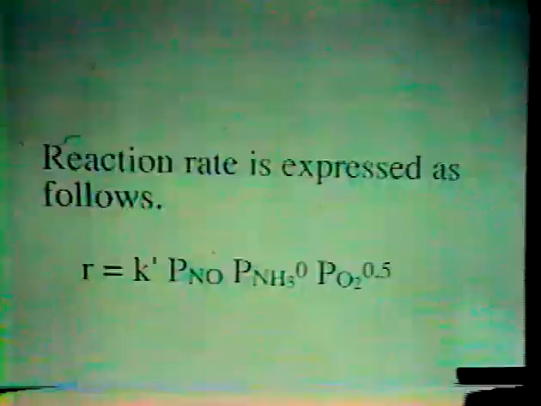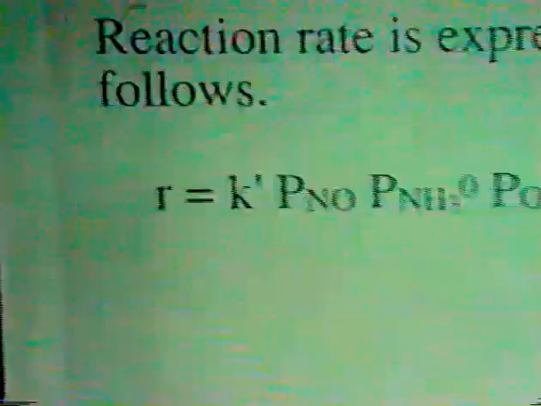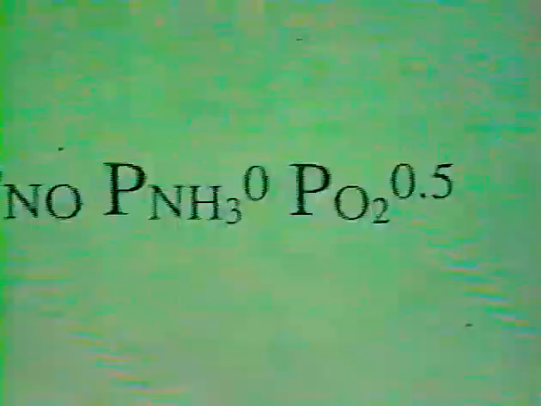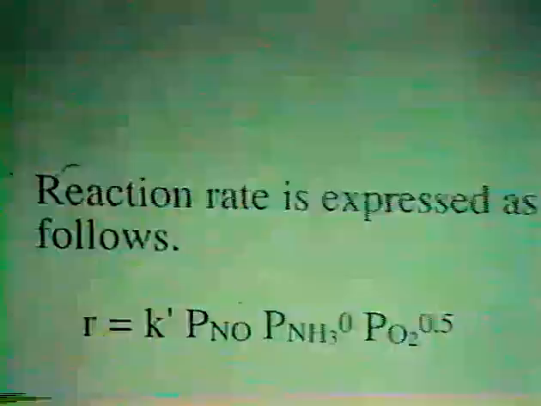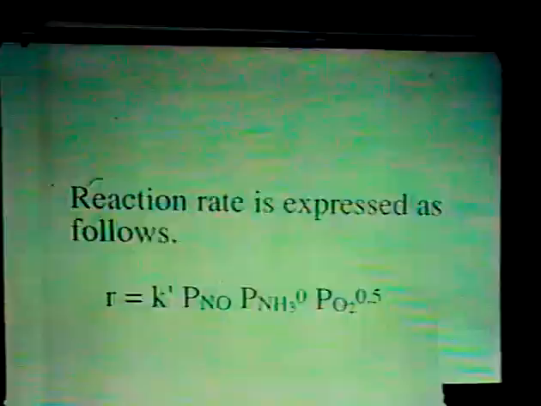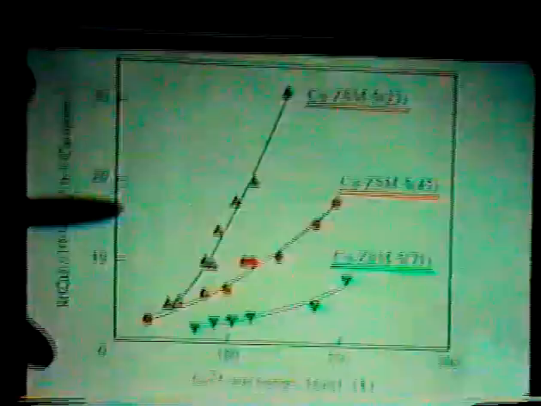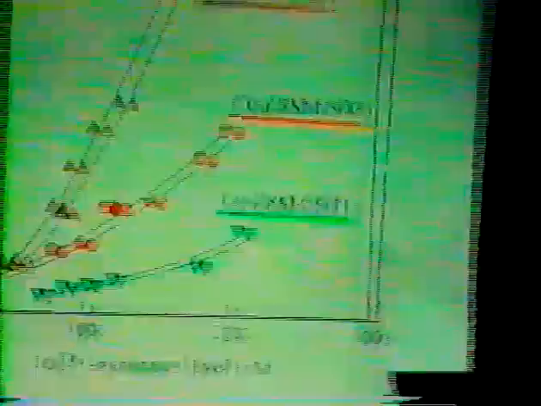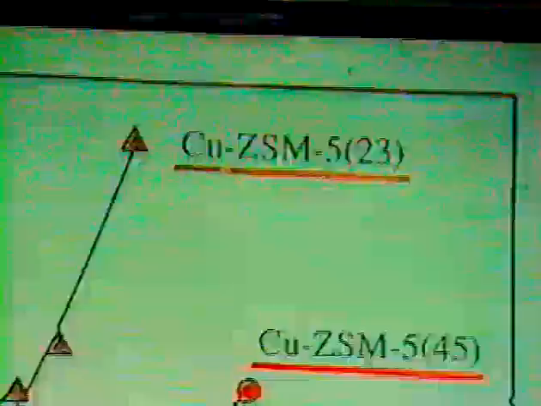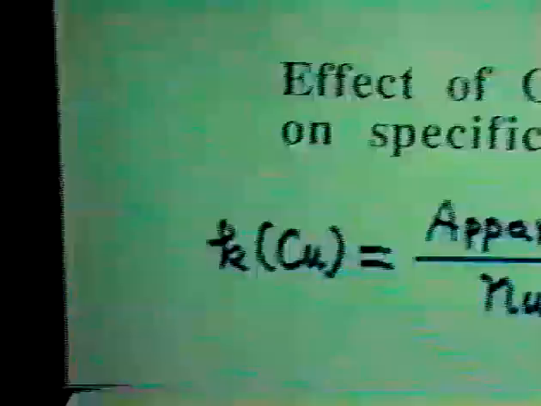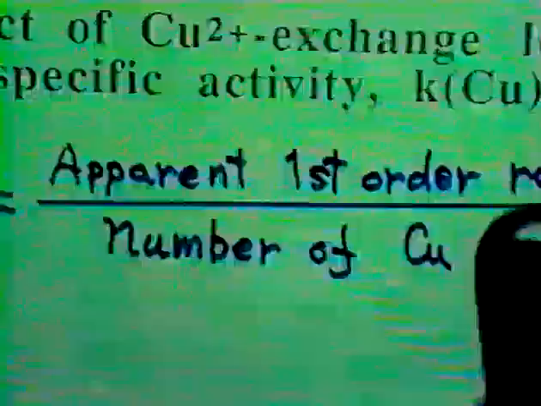The effect of oxygen concentration on rate of nitrogen formation are shown here. The higher oxygen concentration is the higher reaction rate. In order to clarify the reaction order with respect to the pressure of oxygen, the relationship between log oxygen partial pressure and log apparent first order rate constant k is shown here. The slope of this line was 0.6, which suggests that selective catalytic reduction of nitric oxide is roughly half order with respect to the partial pressure of oxygen.